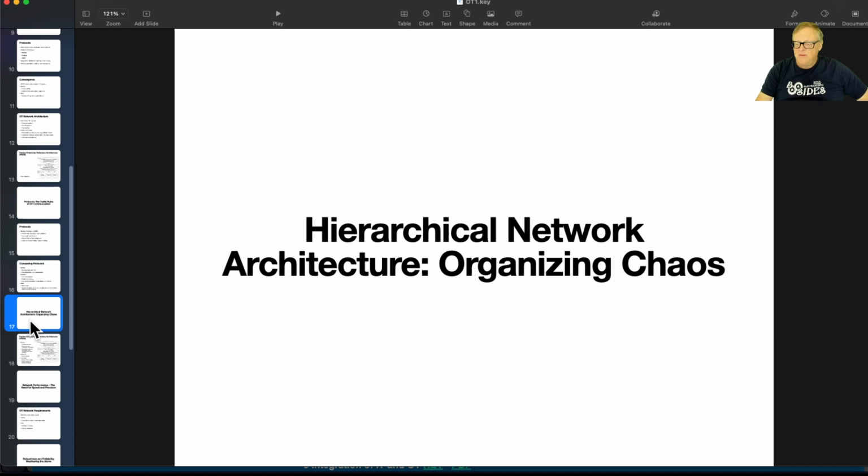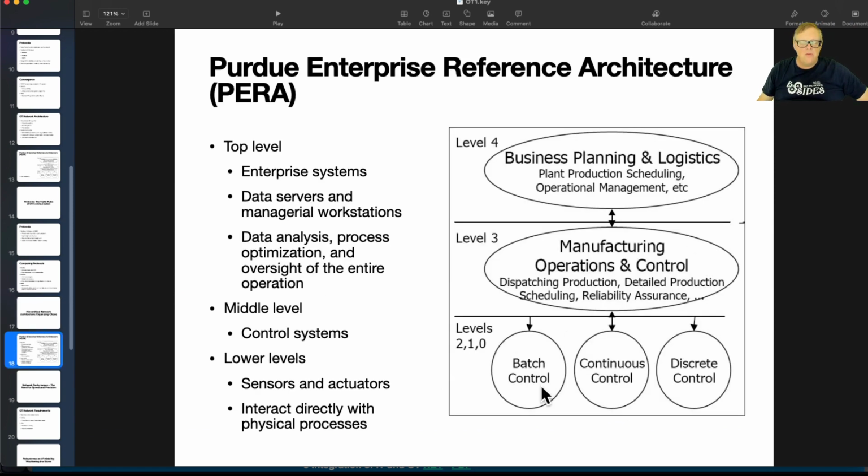So make a hierarchical structure here in your Purdue model. At the lowest level, you've got sensors and actuators, then control systems here, and then up here, data analysis and process operation at the enterprise level.